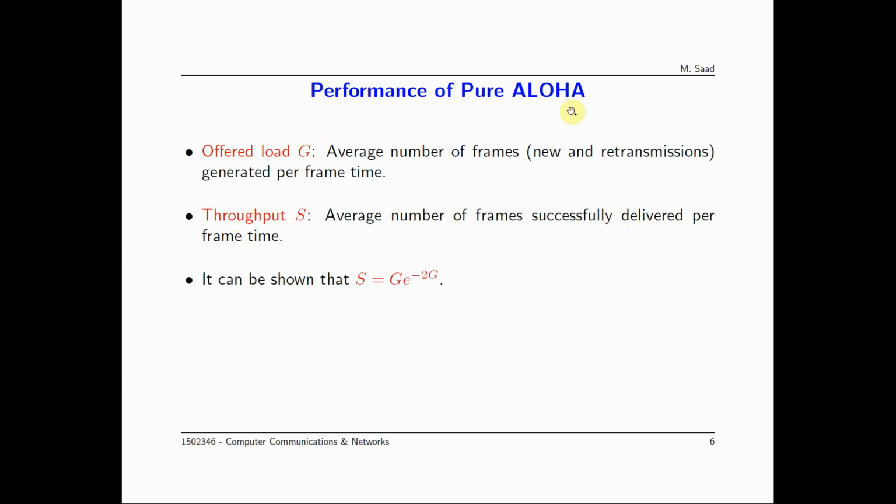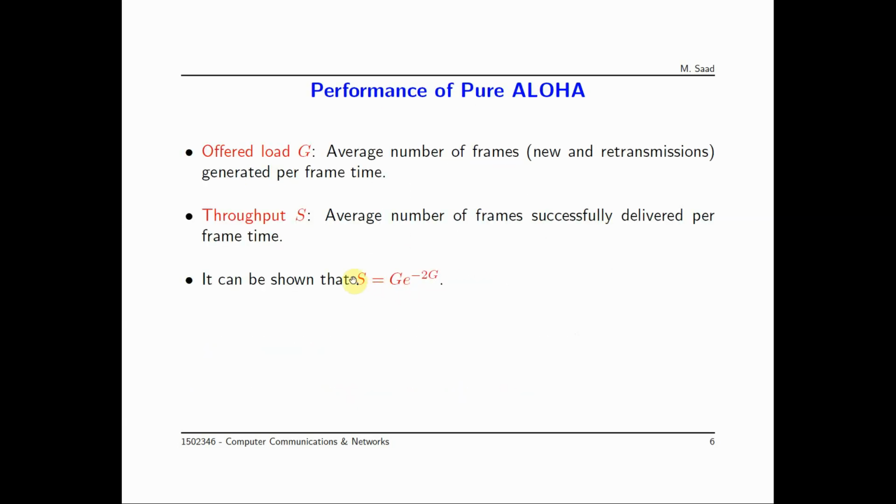Now, in pure Aloha, how is S related to G? It can be proven, and at the end of this video, I will actually show you a simplified or an approximate proof, that the throughput S is equal to G e to the power of minus 2G. G is the number of attempted frames per frame time, and S is the number of successfully delivered frames per frame time. For the rest of the discussion until the proof comes, you will just believe me that this is how S is related to G. At the end of the video, I will come back and actually prove this formula for pure Aloha and a similar formula for slotted Aloha.